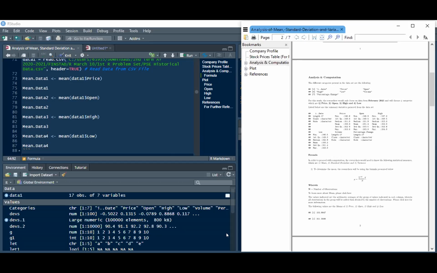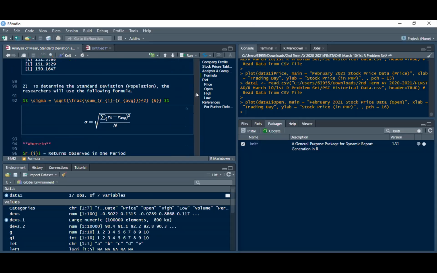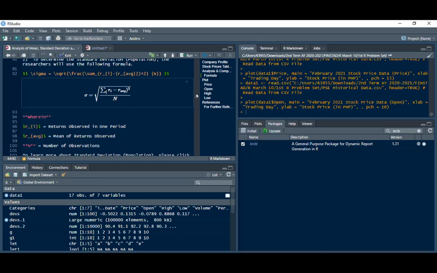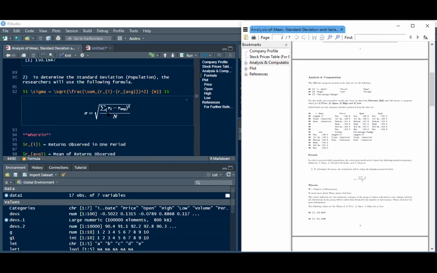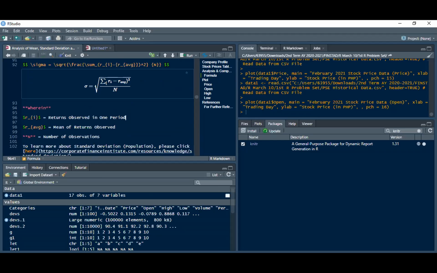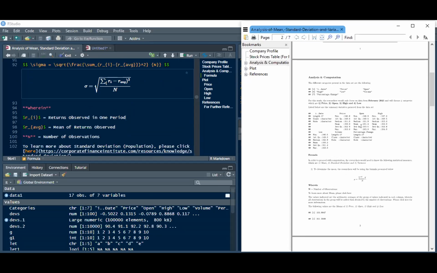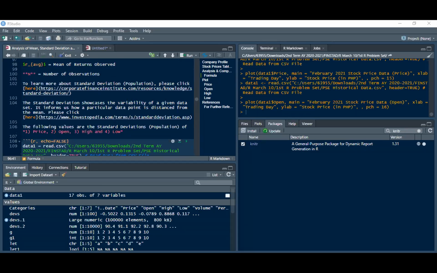So please continue. Then, sir, I'll move on to the standard deviation. Go. Okay, so to determine the standard deviation, we use the following formula: sigma, this Greek letter, equals the square root. Michelle already explained that earlier. The returns observed in one period, these are the individual variables. Then the mean, we got from the mean earlier. So if we want to learn more, we could just click on the link.